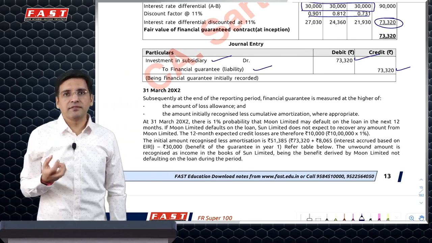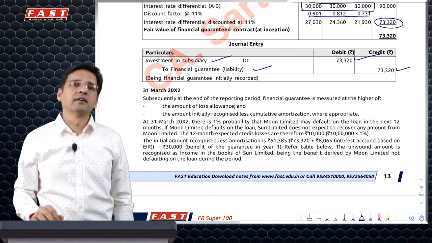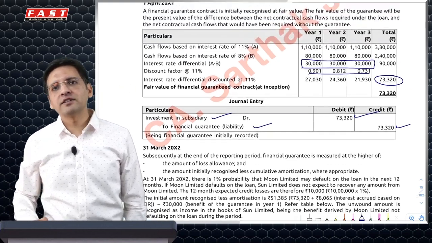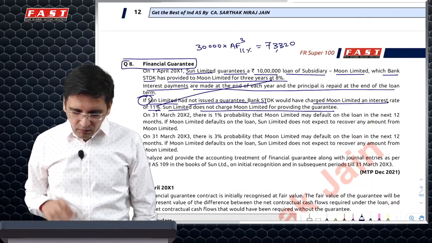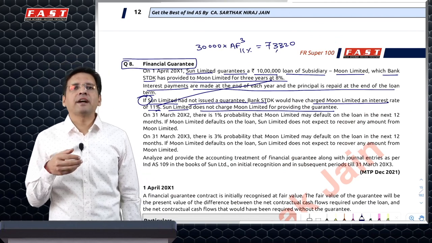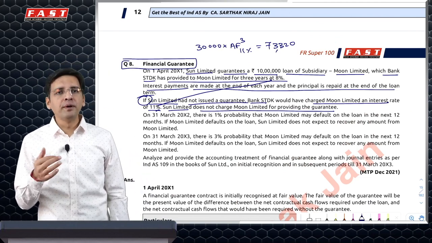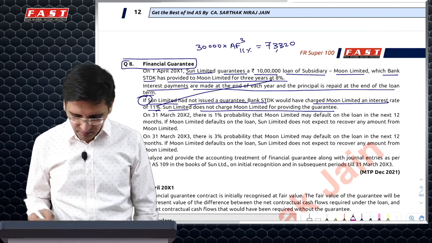And the unamortized revenue which you have, or the fair value of the financial guarantee, whichever is higher, would be the value at which the financial liability for financial guarantee would be recognized. Now, what is the fair value of financial guarantee? It is basically the possible loss which you might have to bear when you give a guarantee on behalf of someone else. So there will be some information about it in the question.